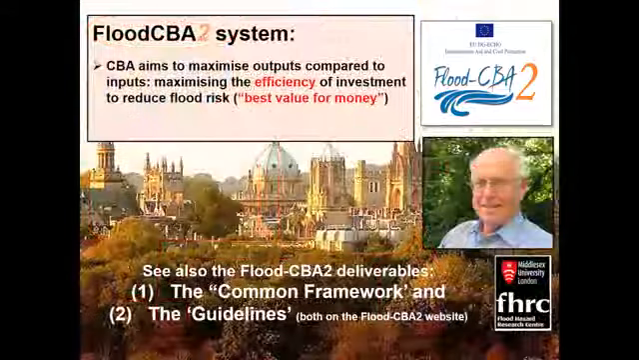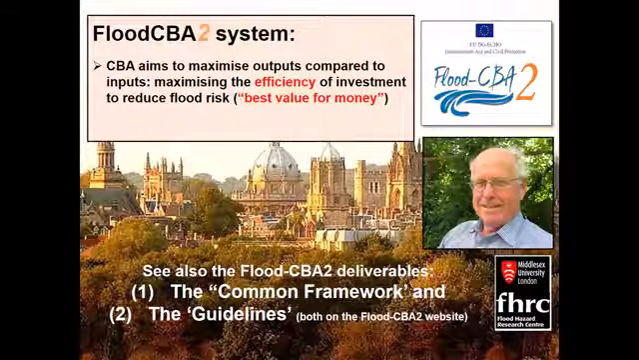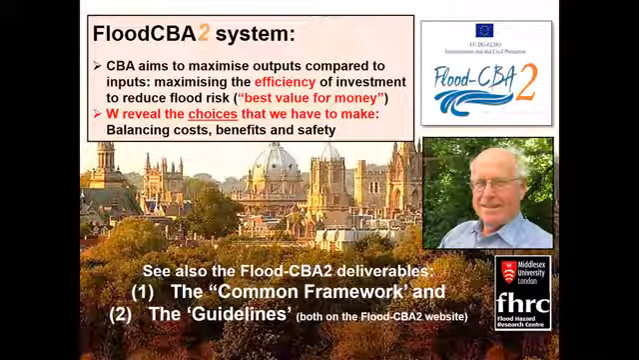So, just to conclude, the Flood-CBA2 system uses cost-benefit analysis, as we discussed in tutorial 3.1, to maximize outputs compared to inputs, maximizing the efficiency of investment to reduce flood risk, getting the best value for money. That's the objective. But it means that we have choices, and these are revealed by the analysis, I think, in these tutorials. We have choices between balancing costs, benefits, and safety. We can maximize safety, but it's expensive. We can minimize costs, but we lose safety.